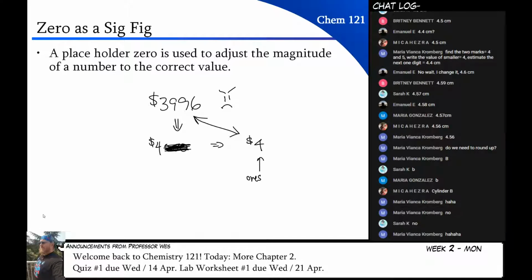So what I need to do is add zeros until that 4 is in the right spot. So that's not the right spot. That's not the right spot. That's the right spot. There you go. That's the correct amount I owe you.